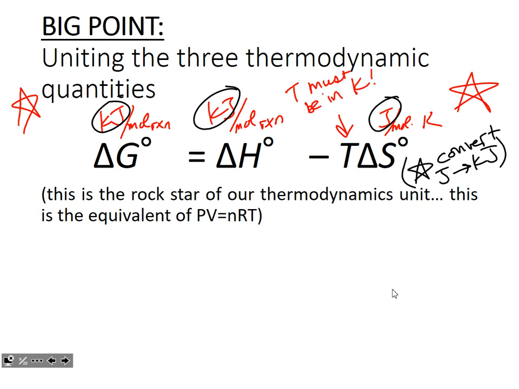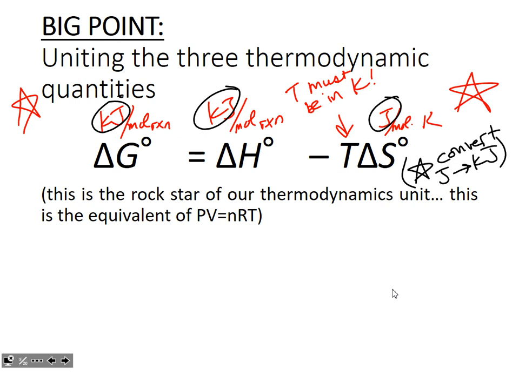And this is for the exact same reason that temperature has to be in Kelvin when we're talking about gases. Temperature has to be in Kelvin when we're talking about gases because we can't have negative pressure. We can't have negative moles, right? We have these absolute amounts. And it's a similar idea here. But not quite exactly the same.